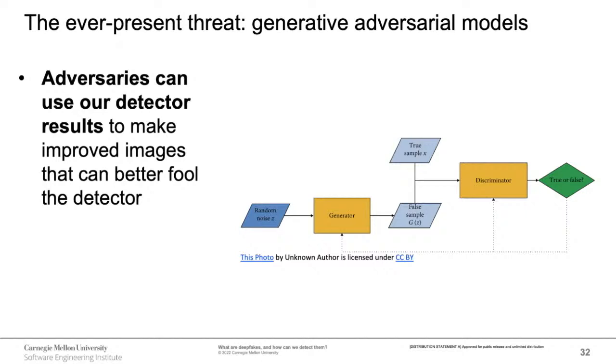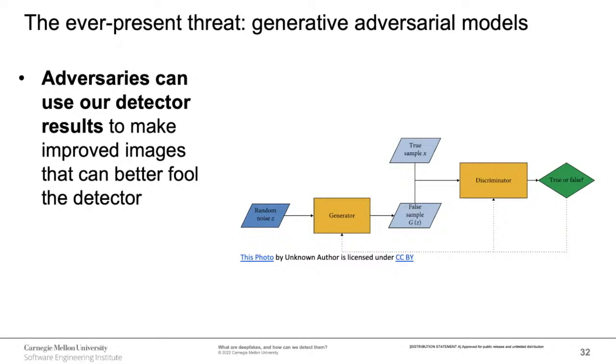And GANs are kind of interesting. So basically you get to play a game, one of those mathematical games, and you have two players in this game. One is going to play the role of the discriminator. You can also say that's the detector. And then you have the other, who's going to be the generator. We usually consider the generator to be our adversary. There's a lot going on underneath GANs, but the main high level point is that adversaries can directly use the results of our detector to make improved images, to make the fakes even better.